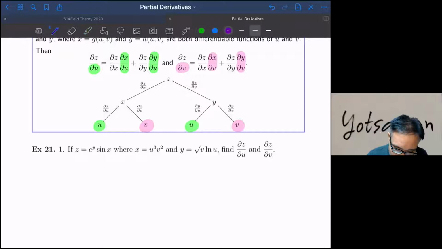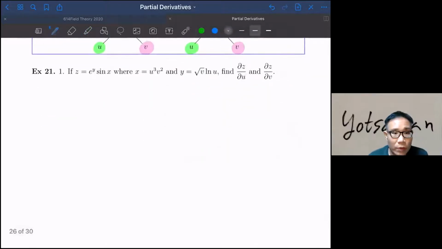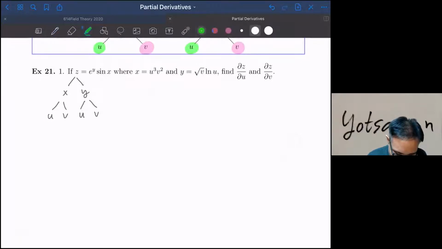So for this one, you have z equal to e to the y sine x. So z is a function of x and y, and x is a function of u and v, and y is a function of u and v. Okay, so let me highlight some color. So you have u, you have v, and you're going to be able to find dz du, which I highlighted green.